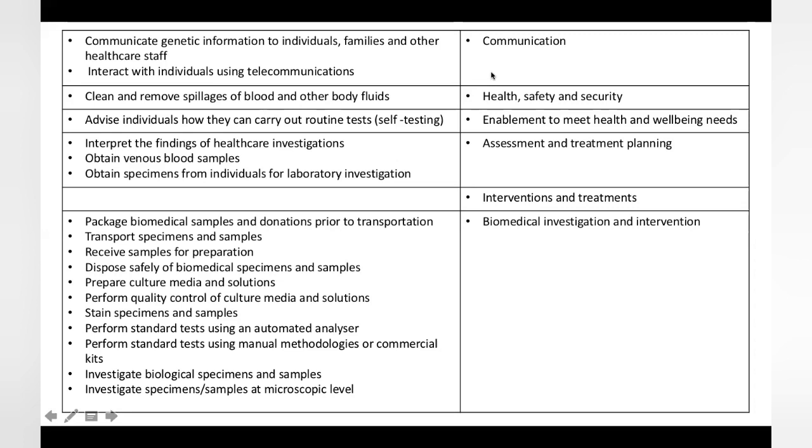As we discussed in communication, if somebody is interacting on the telephone, how the person is communicating. As we were discussing health, safety, and security, now I'm explaining a little bit more about all these things. These core dimensions are very important. Cleaning and removing spillage of blood and other body fluid from the workstation.